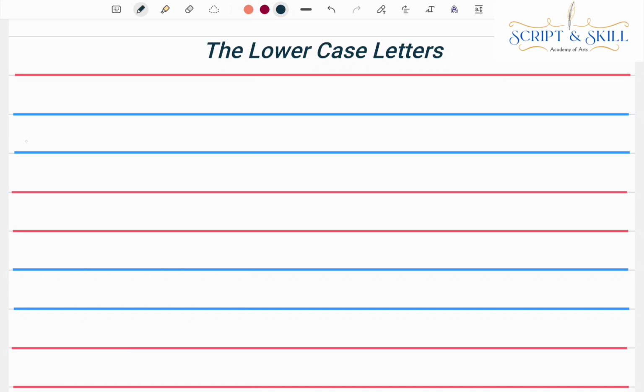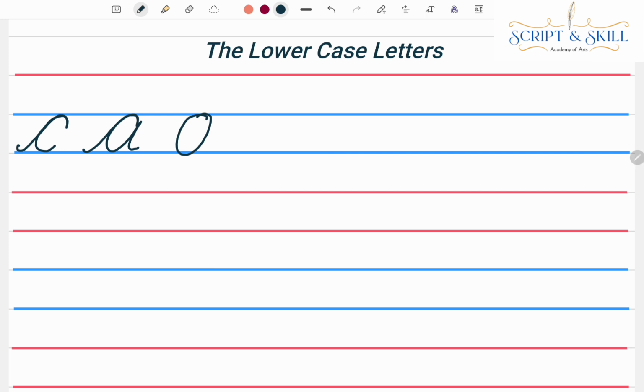So let's have a recap of what we already learned. We learned the letter C, we learned the letter A, and now it's time to learn the next letter that's going to look similar to these two letters. It's going to be the letter O, the basic form of alphabets.